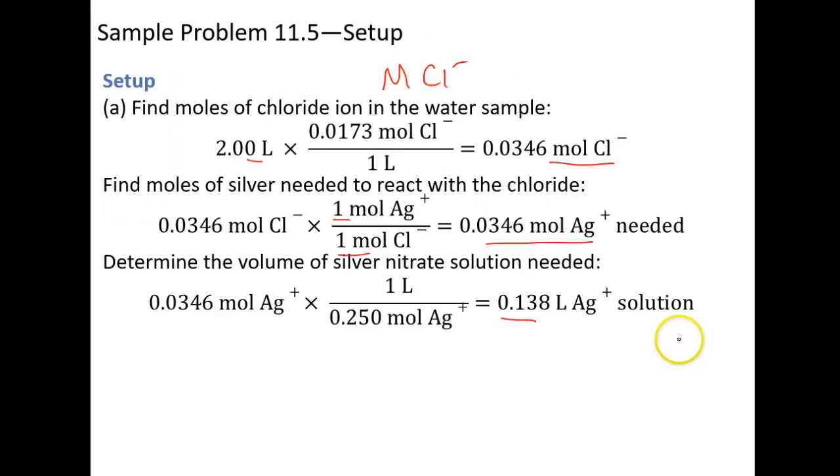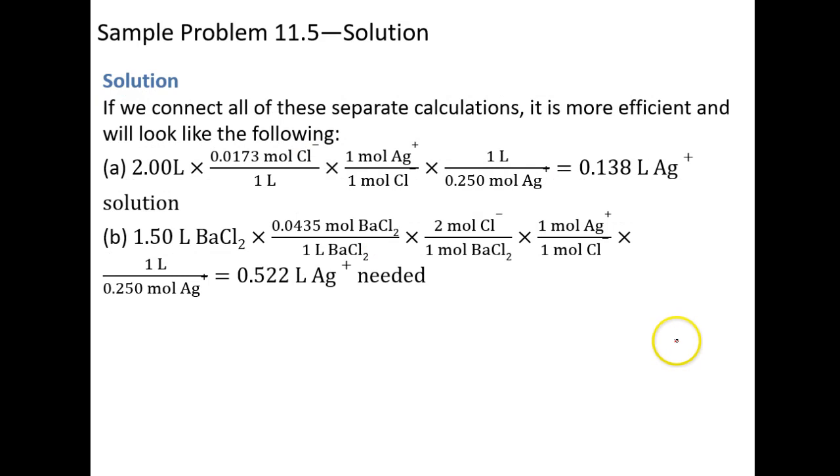Okay, so welcome back. If you didn't do it, do it. So here's the equation. Again, 2 liters with that molarity. It's a 1-to-1. I'm sorry, that's part A. Here's part B: 1.5 liters of barium chloride. There's the molarity. This time it's a 2-to-1 solution. For every 1 mole of barium chloride, you have 2 moles of chloride. And for 1 mole of chloride, there's 1 mole of silver. This is kind of a more complicated one. And then you're multiplying it by 1 divided by the molarity of silver, and you should get 0.522 liters of silver.